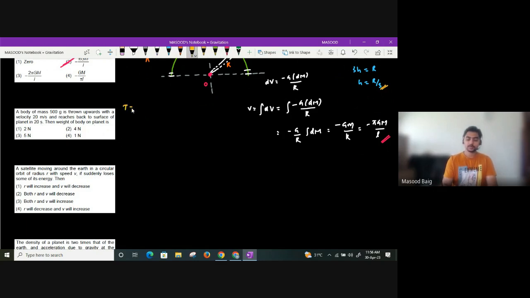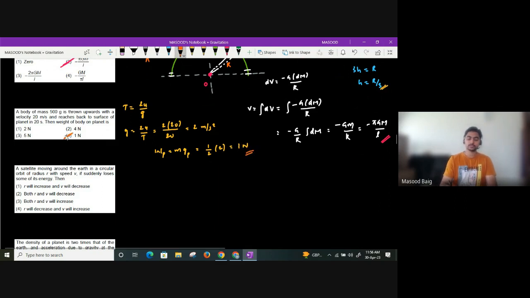So what is the time of flight? If it is projected with some speed u, it is 2u divided by g. So I can write g as 2u divided by t. So 2 into 20, divided by 20 seconds. So what is the value of g on the planet? It is 2 meter per second square. So what will be the weight on the planet? Mass will be the same, into g on the planet. Mass is half kg into 2. You will get 1 Newton.